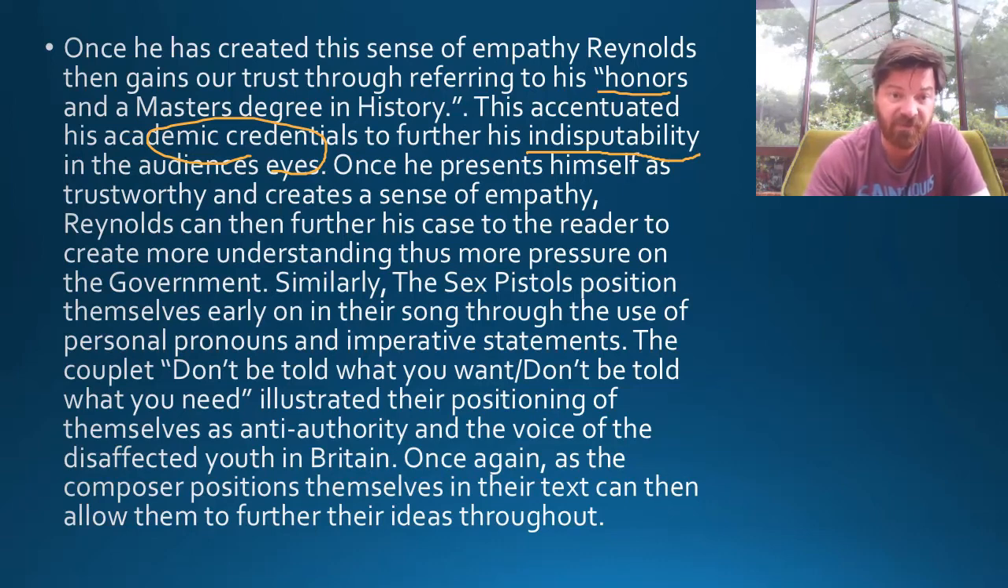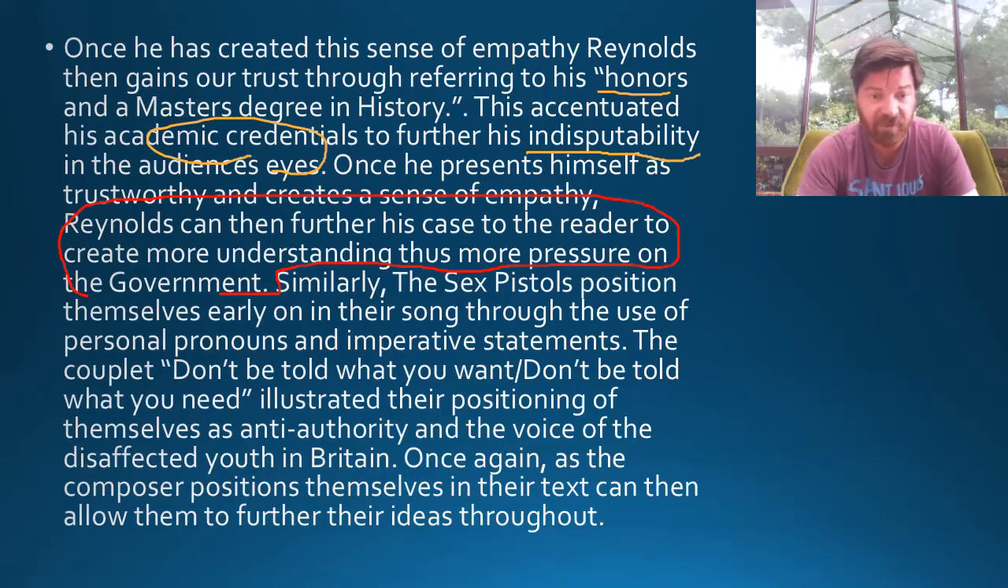Once he presents himself as trustworthy and creates a sense of empathy, Reynolds can then further his case to the reader to create a more understanding and thus more pressure on the government. So this section in the red here is to do with his motivation and how he wants to change society. Now, the second part of the paragraph is where we bring in the related text. You could do a separate paragraph for that, but it is generally seen by markers as a more sophisticated response if you can whack them all in there together.